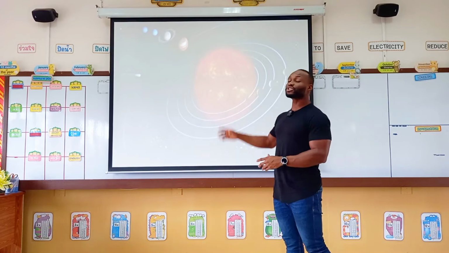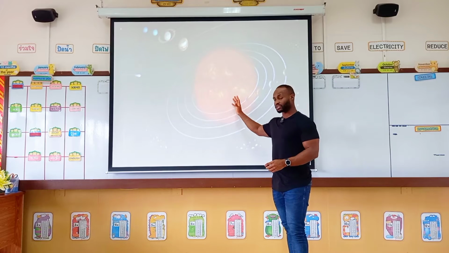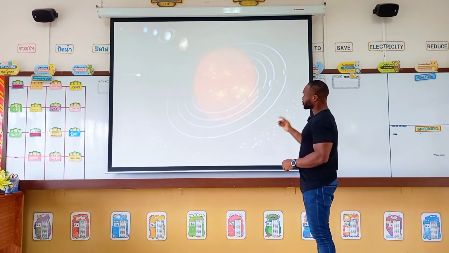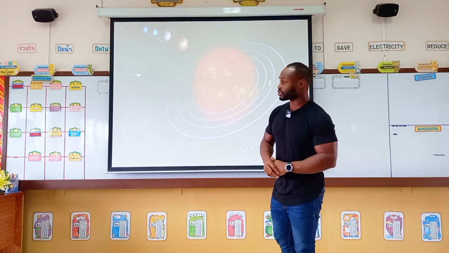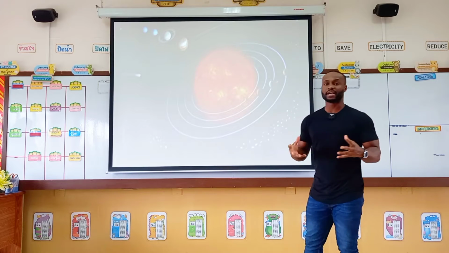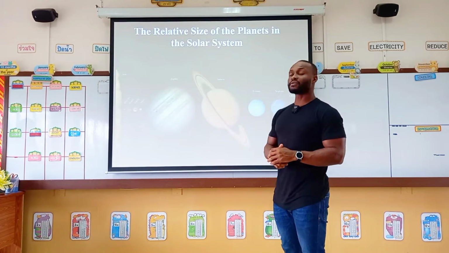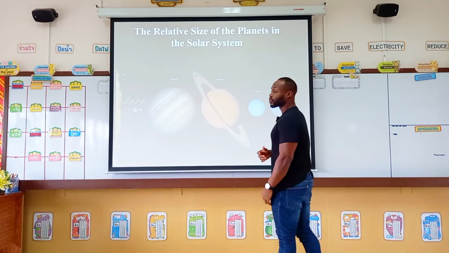All right, so this is a picture of what? The solar system, okay? You can see the central body, which is the sun. You can see the planets orbiting around it. You can see the asteroid. You can see the meteoroids. You can see the comets, okay? So all these are in our solar system. Next. Now, let me show you the relative size of the planets in the solar system.